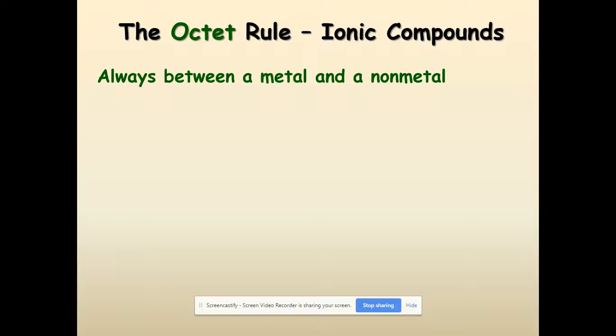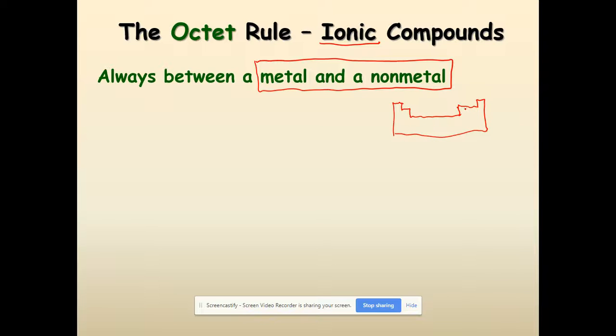Ionic compounds, right here, biggest thing, always between a metal and a nonmetal. Ionic compounds, always between a metal and a nonmetal. Now, if we look at the periodic table, here I'm just going to sketch a little outline. Okay, there's the periodic table. Over here, we have this staircase. If you look at any periodic table, it should have that staircase bolded in. The staircase separates the metals from the nonmetals. Metals are always over here to the left of the staircase. Nonmetals are always going to be over here to the right of the staircase.